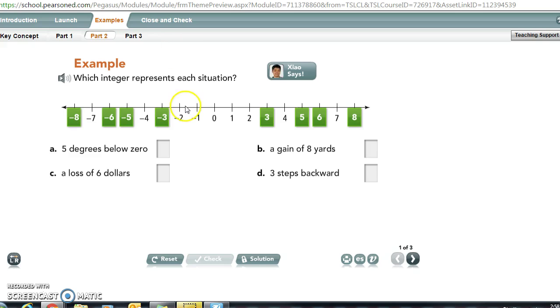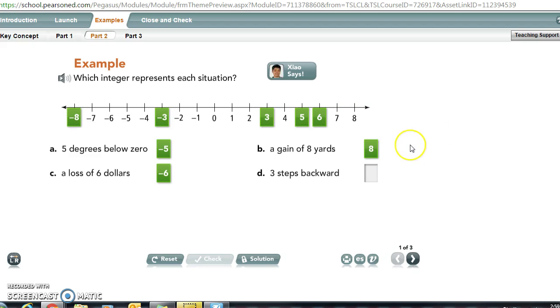For part 2, they want to know which integer represents each situation. 5 degrees below 0. So if I'm here at 0, and it's 5 degrees below 0, I know it's going to be a -5. A loss of $6. Well, if I have 6, that's saying +6, but you lost $6, so it should be -6. A gain of 8 yards. So maybe you're talking football. If the Bears gain 8 yards, that's +8, so you know it's a positive number.